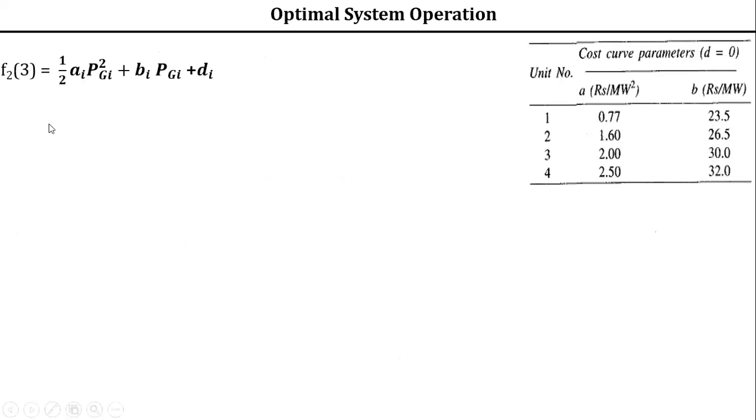So F2 of 3. What is PG? PG is equal to 3. And here you see this is unit 2, so for unit 2 you have to take the corresponding AI, BI, DI coefficients. For unit 2 you have to consider these values.